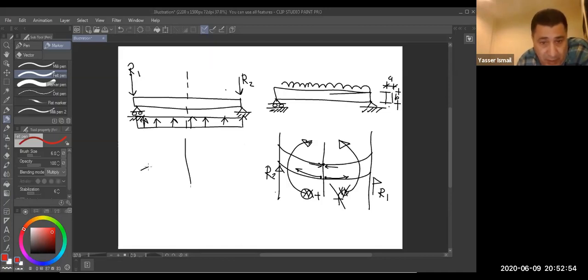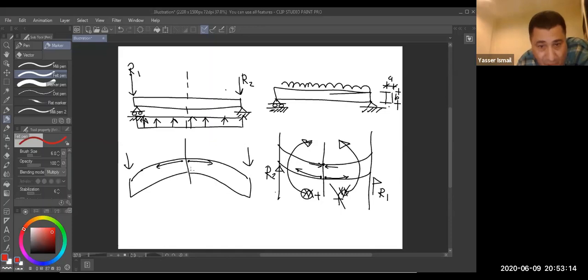It means this beam will be bent in this direction. This is the reaction and this is the reaction. In the upper fiber here is tension now. The lower fiber is compression. That means this reaction will make the moment at this point negative, because of tension in the upper fiber.